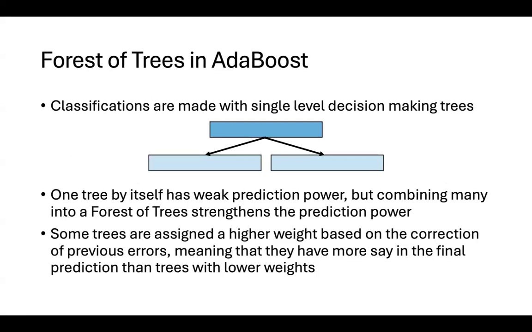Classifications are made with single-level decision-making trees, where there is one level of decision with two potential outcomes. One tree by itself has very weak prediction power, but combining many of these single-level decision trees into what is called a forest of trees strengthens the prediction power of the AdaBoost regressor. Some trees are assigned a higher weight based on the correction of previous errors, meaning that they have more say in the final prediction than trees with lower weights.